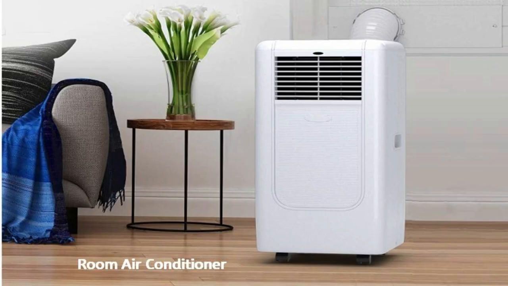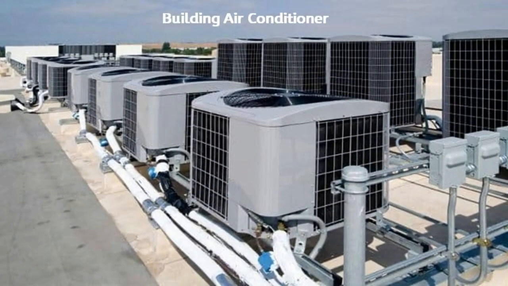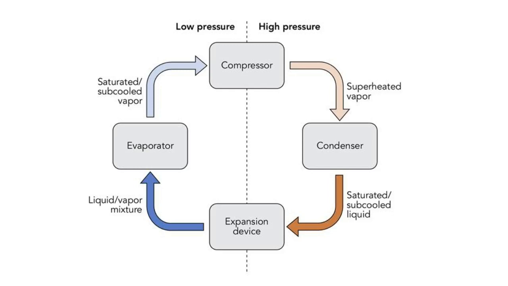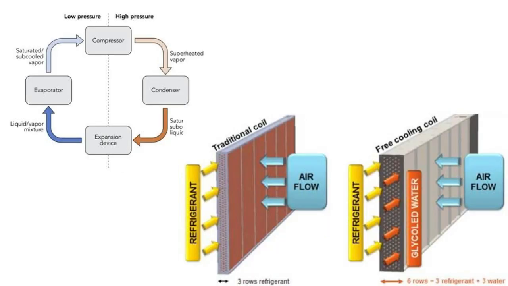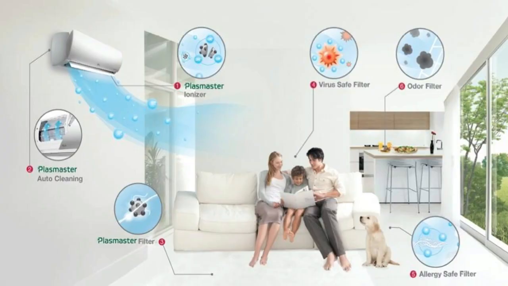AC units range from small units that can cool a small room to massive units that can cool an entire building. The cooling is typically achieved through a refrigeration cycle, but sometimes evaporation or free cooling is also used. In common usage, air conditioning refers to systems which cool air, but in construction, a complete system of heating, ventilation and air conditioning is referred to as HVAC.